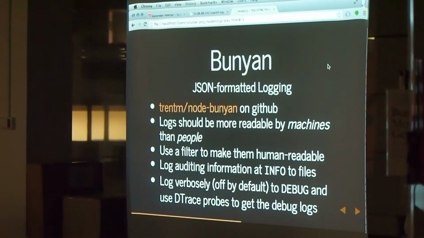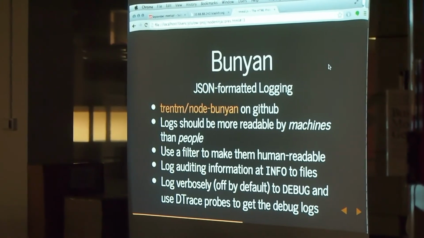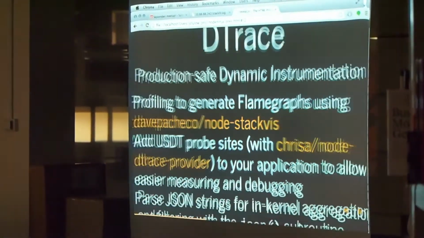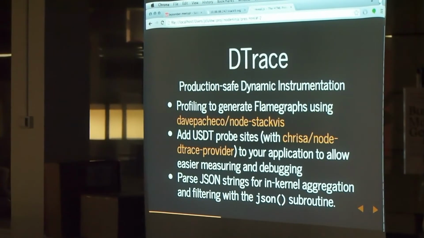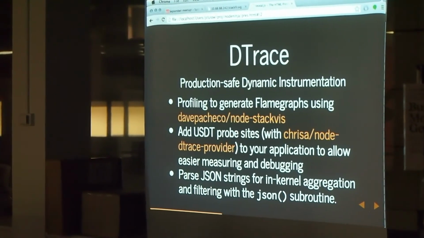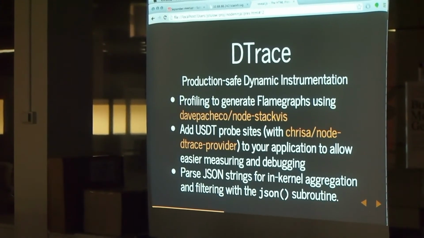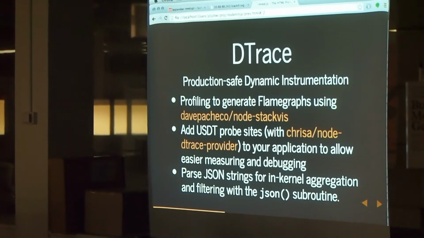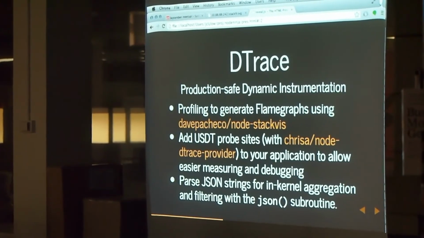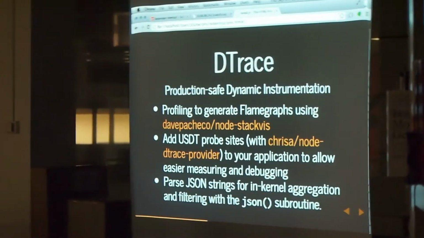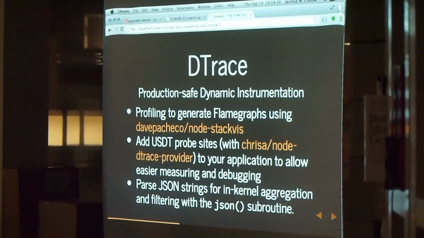And all of this stuff is open source. Node Bunyan is in NPM, and Node stack viz is Dave's tool that generates those flame graphs. It's open source and available as well. And then there's Node dtrace provider, which is written by a guy in the community, which is really fantastic. You just create an object with a probe name, and then you call fire on that object. If the dtrace stuff is enabled, it will do that. Otherwise, it will do nothing, and essentially no overhead, because it gets jitted out, which is really good.